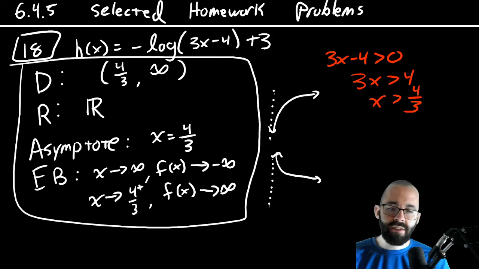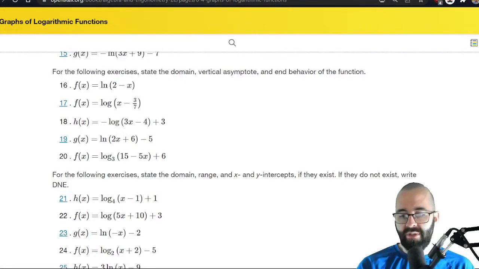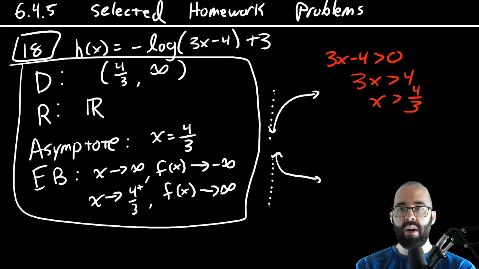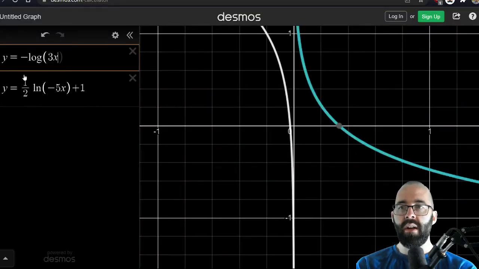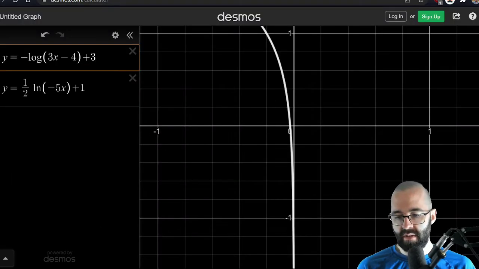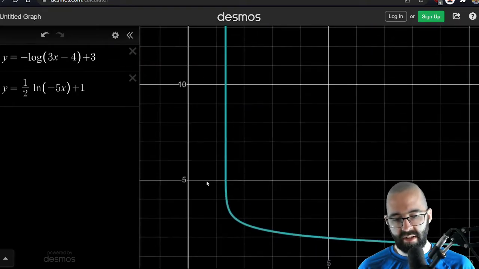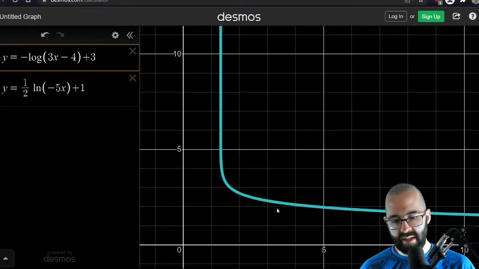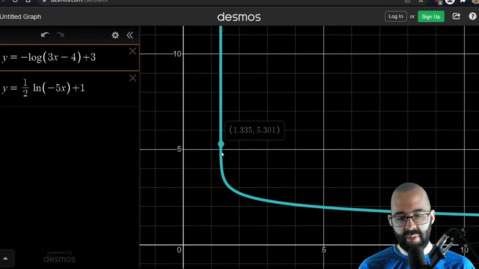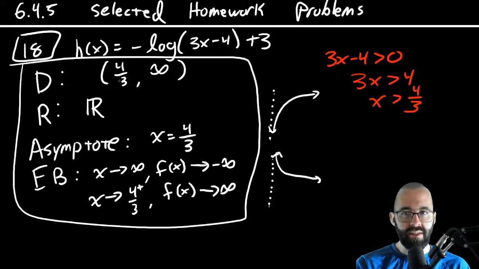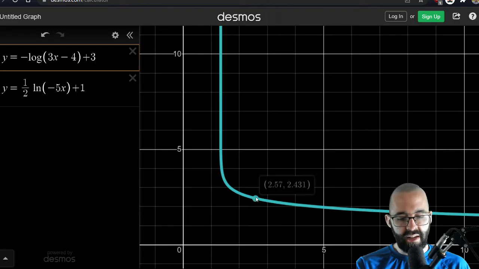Let's check all of these answers with Desmos, though. Let's graph this on Desmos. We're going to get y equals negative log, the common log, of 3x minus 4 plus 3. Let's look at this. All right, so we have a vertical asymptote. Where's our vertical asymptote? It is at about 1.3 something. Oh, we guessed it was at 1 1/3. Good. The domain is, yep, everything to the right of that.